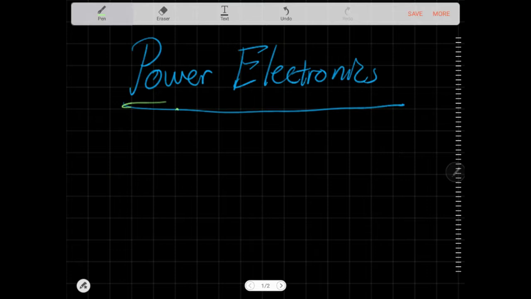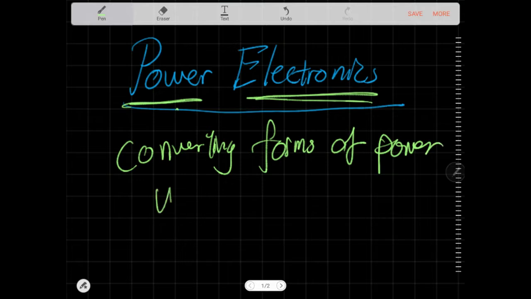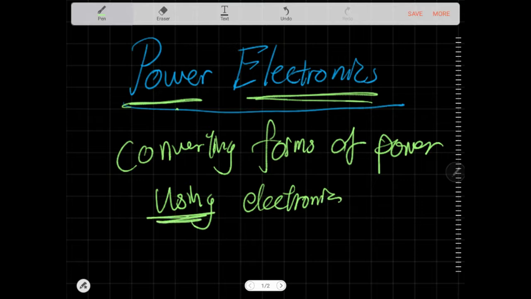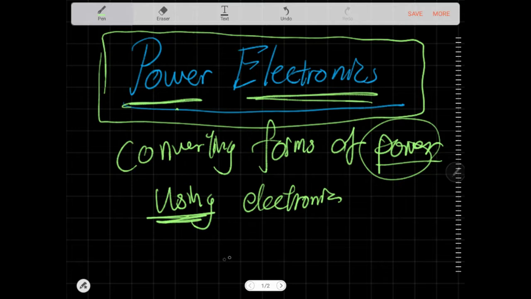Power electronics comes from the words power and electronics, meaning that you're converting forms of power using electronics. As you know, energy cannot be created or destroyed, and power is just another subset of energy. So you're just converting one form to another form. You use power electronics to convert power from an original form A to a different form B. That is the very basic of it. Just hold on to that for now.